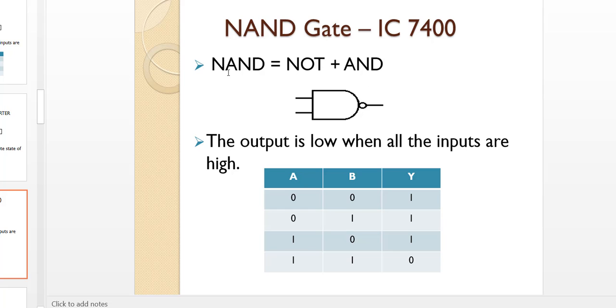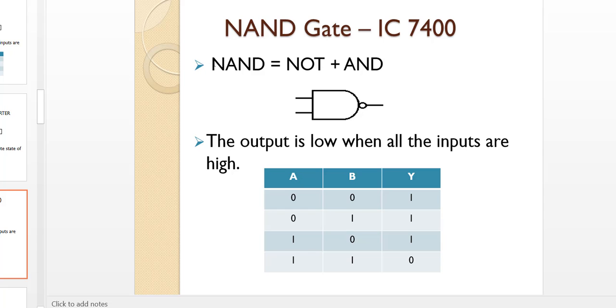Now what is NAND? I have told you it is called a universal gate, but it is also called a derived gate. Why are they called derived? Because they are derived from the basic gates. What are the basic gates? AND gate, OR gate, NOT gate. These are the basic gates. So this NAND gate is derived from two basic gates, that is NOT and AND. It is a combination of NOT and AND.